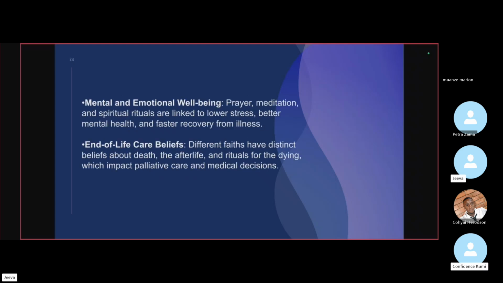Okay, next is mental and emotional well-being. Prayer, meditation, and spiritual rituals are linked to lower stress, better mental health, and faster recovery from illness. Then end-of-life care beliefs. Different faiths have distinct beliefs about the afterlife and rituals for the dying, which have an impact on palliative care and medical decisions. So that is how cultural beliefs have an impact on the healthcare system. Clear?